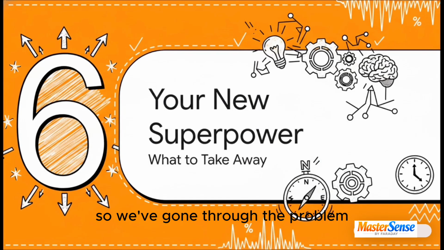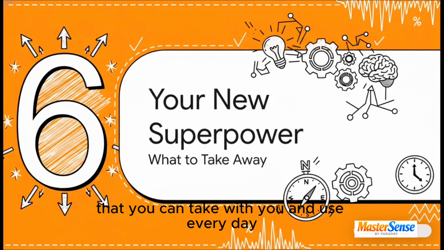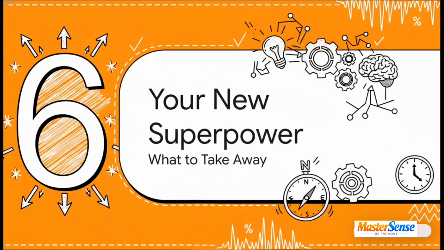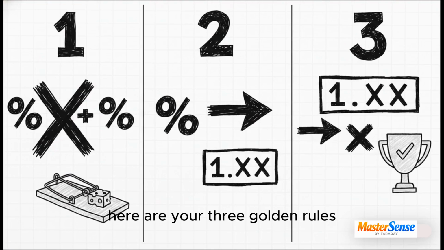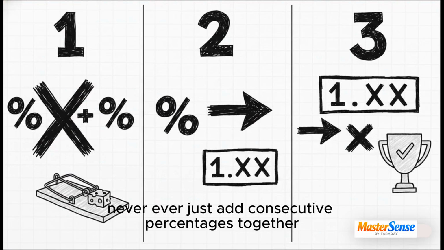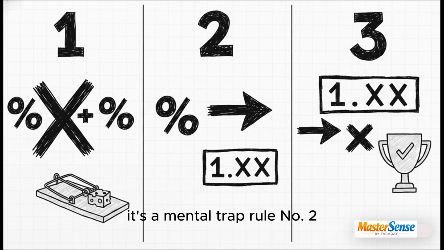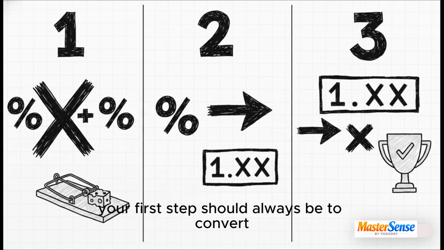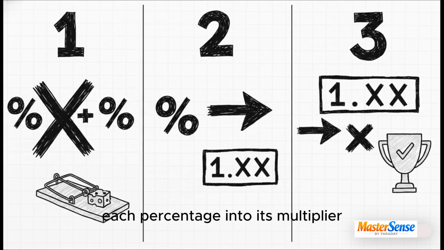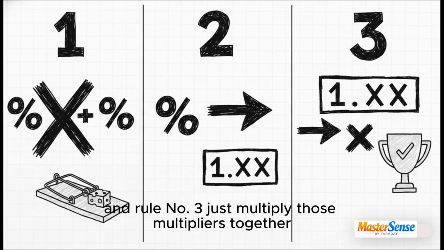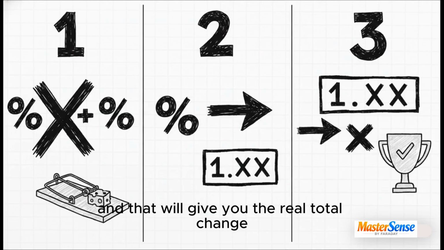So, we've gone through the problem, the method, and the proof. Let's boil it all down to a new skill, a superpower, really, that you can take with you and use every day. Here are your 3 golden rules. Rule number 1, never, ever just add consecutive percentages together. It's a mental trap. Rule number 2, your first step should always be to convert each percentage into its multiplier. And rule number 3, just multiply those multipliers together, and that will give you the real total change.